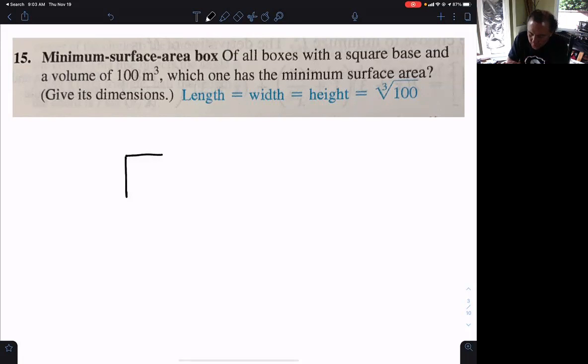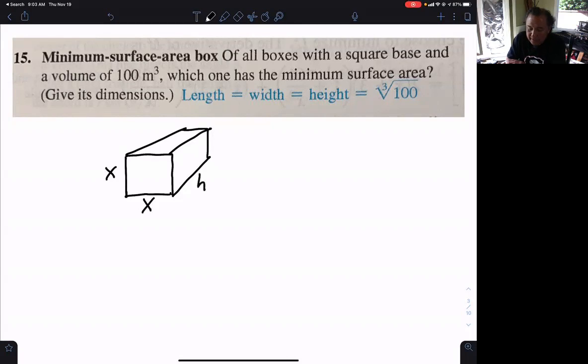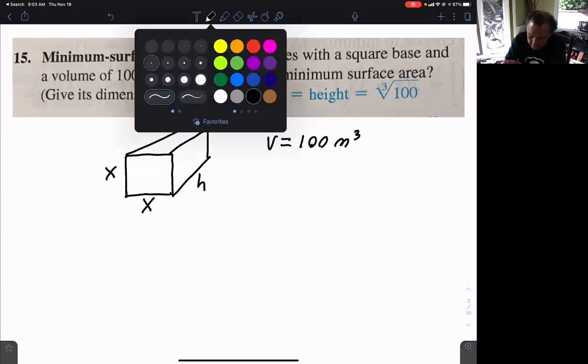So the base is square. We don't know how long it is, but since it's a square base, we know those are the same length. We don't know how long it is that way. We'll call that h. Okay? And what do they tell us? The volume is 100 cubic meters. And it's important to know what they're trying to find.